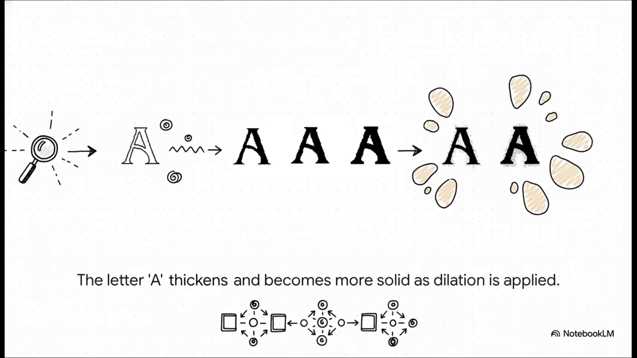And boom, here's what that looks like in practice. On the left, a pretty thin letter A. We run our dilation rule over it, and on the right, you see the result. Every part of that letter has expanded outwards. It's thicker, it's more solid. The computer has literally grown the shape.